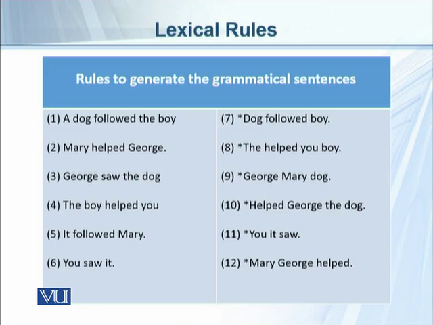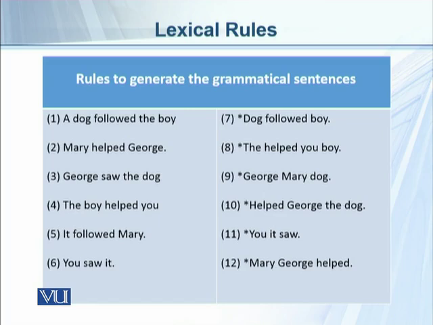For example, if we have a dog followed the boy, right? We have a noun phrase, verb phrase, and a noun phrase. But if we make a sentence like dog followed boy, right? In this sentence, the noun phrase is not correct before the verb and after the verb. So this is an ungrammatical sentence. Mary helped George. The helped you boy. So this is not possible because the, which is an article, cannot stand alone as a noun phrase because we need here a noun phrase before helped.